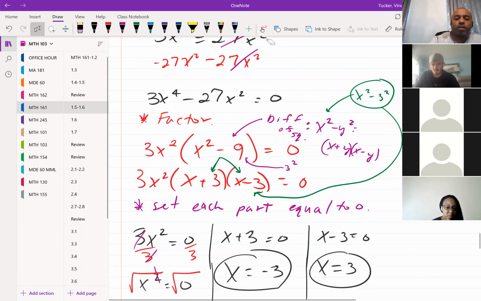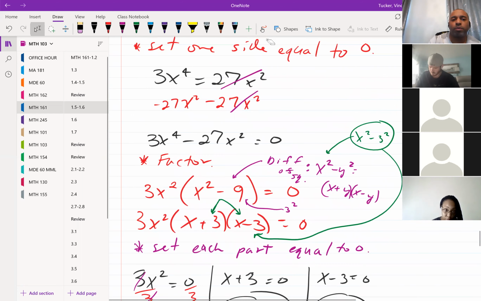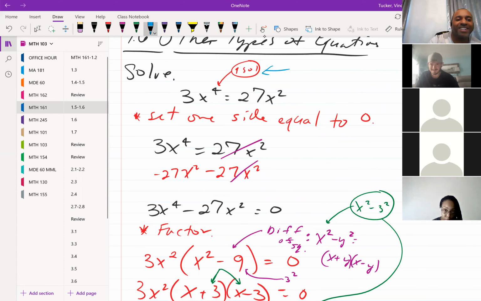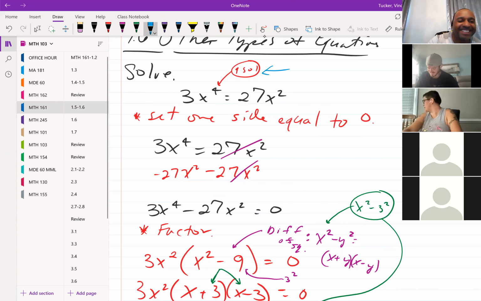So we set each part equal to 0: 3x squared equal to 0, x plus 3 equal to 0, x minus 3 equal to 0. I didn't point out that our highest exponent was 4. My bad, not a problem. So our highest exponent was 4, so we should be looking to get 4 solutions even if we have a repeated value. So that's what happens here.